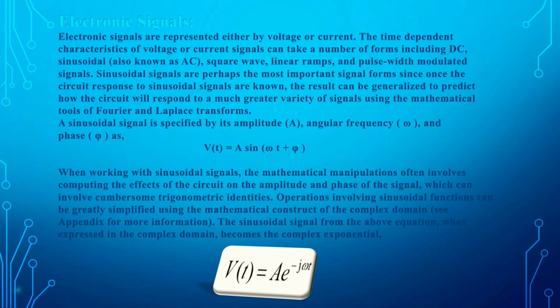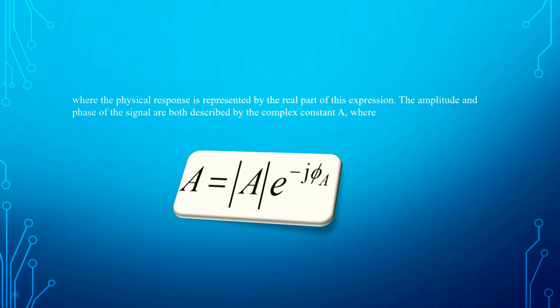The sinusoidal signal from the above equation, when expressed in the complex domain, becomes the complex exponential V(t) equals A e to the power minus j omega t, where the physical response is represented by the real part of this expression. The amplitude and phase of the signal are both described by the complex constant A, where A equals the modulus of A, e to the power minus j phi A.